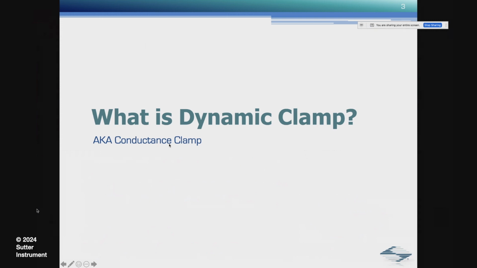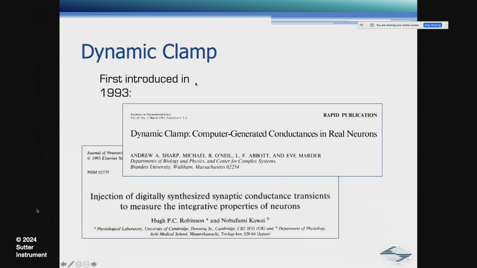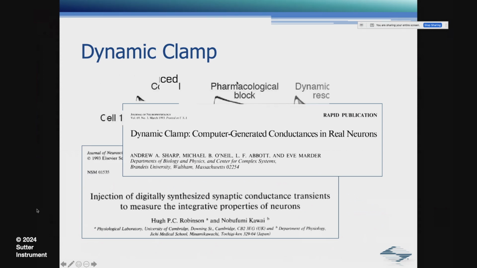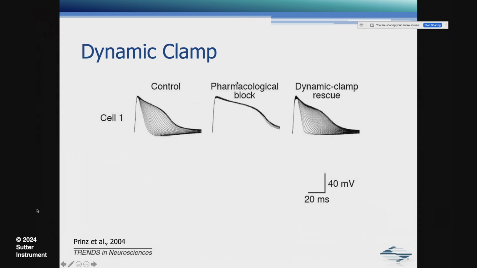What is dynamic clamp? It's also known as conductance clamp, and it was first introduced in 1993 by two separate groups, Eve Marder at Brandeis and Robinson and Kawai in Cambridge, UK and in Japan. And since then, there have been quite a large number of publications with dynamic clamp.